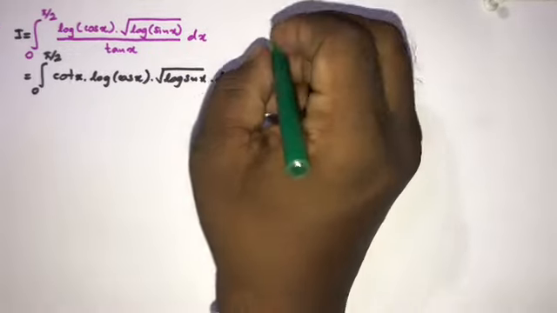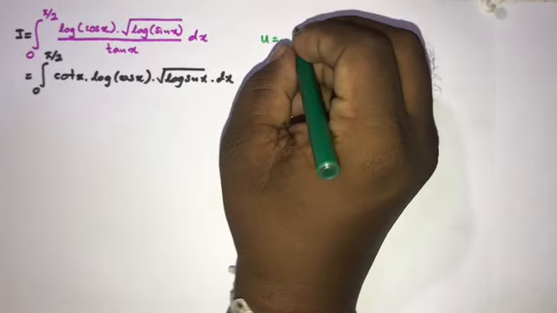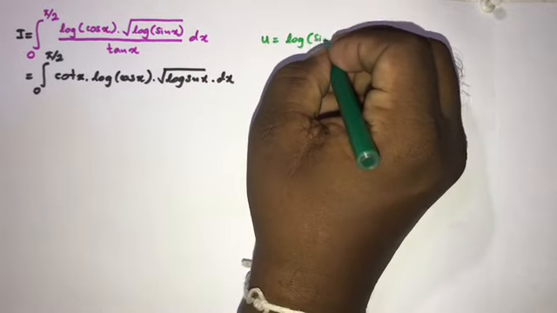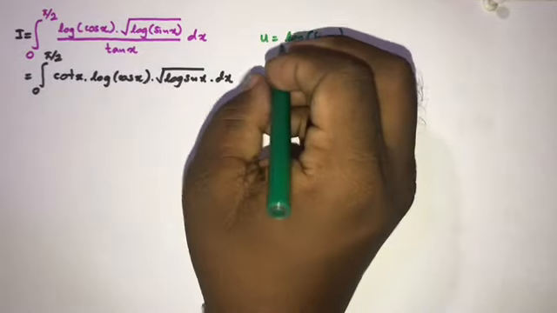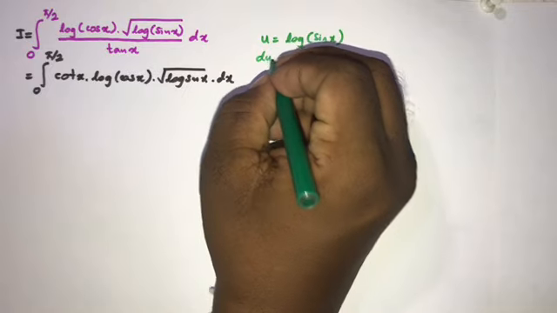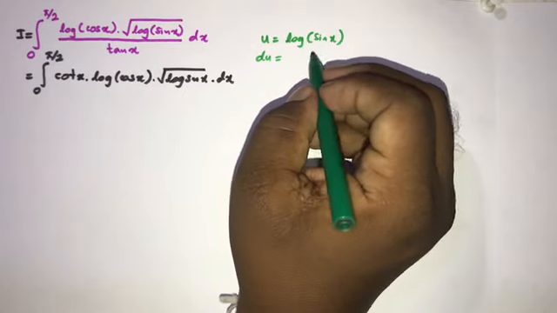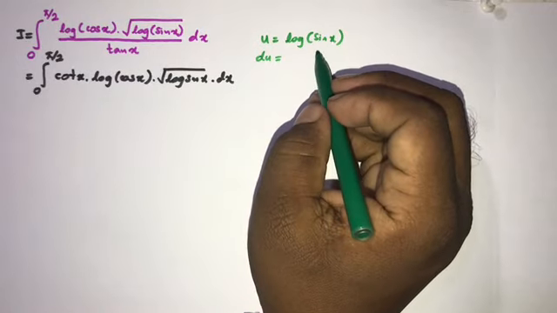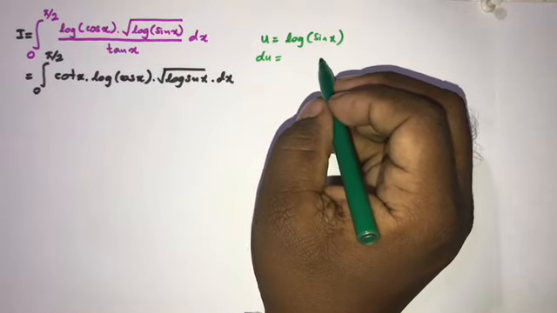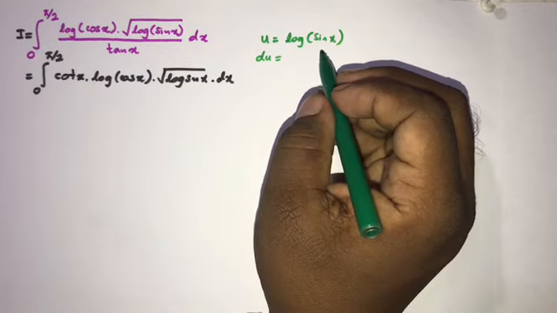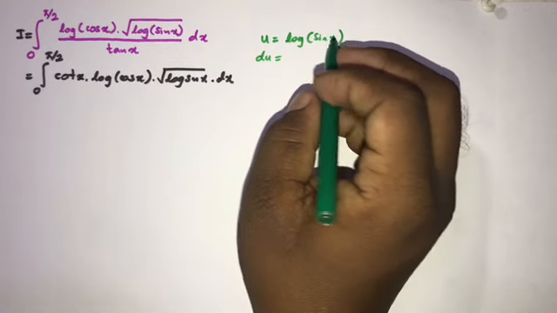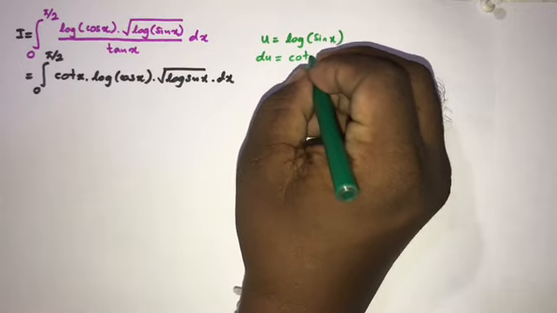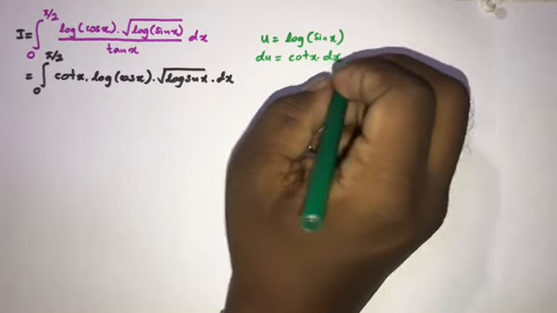So if we take u equal to natural log of sine of x, then differentiate, so du is equal to the derivative of natural log of sine of x: 1 over sine of x times, according to the chain rule, the derivative of sine of x, cos x. So cosine of x over sine of x, we know cot of x dx.